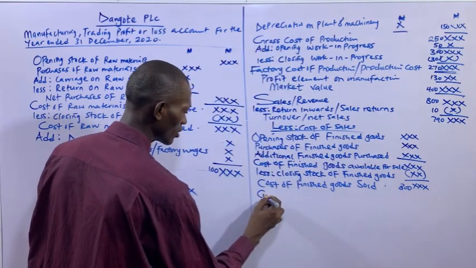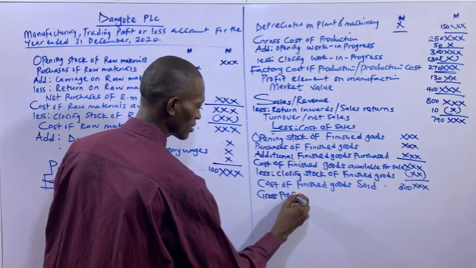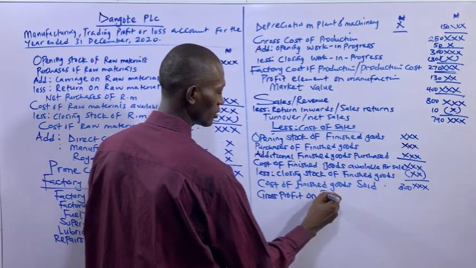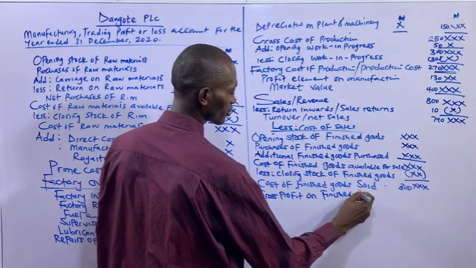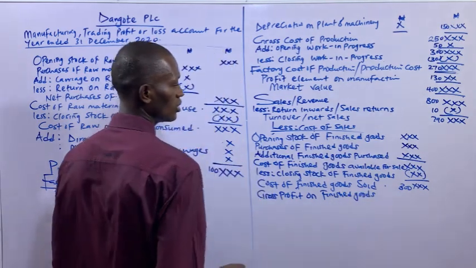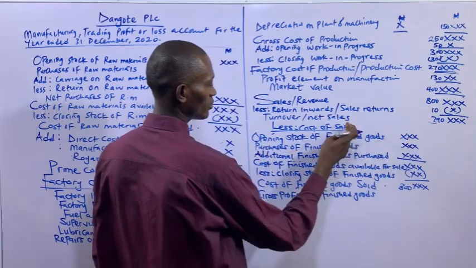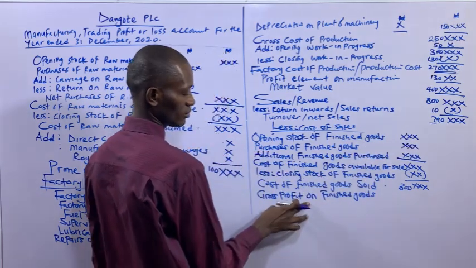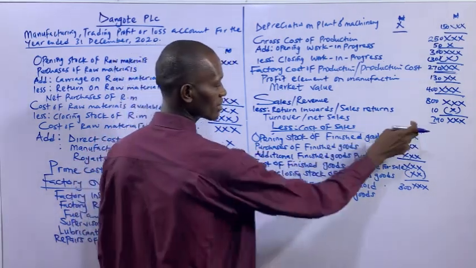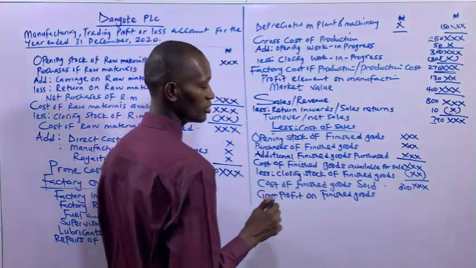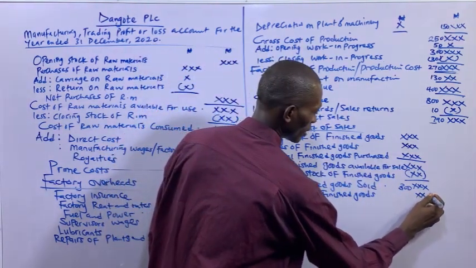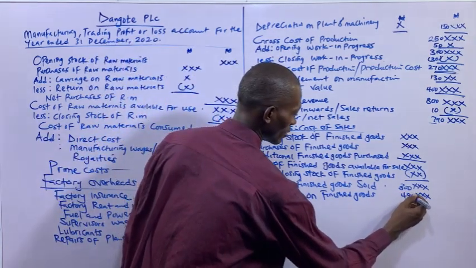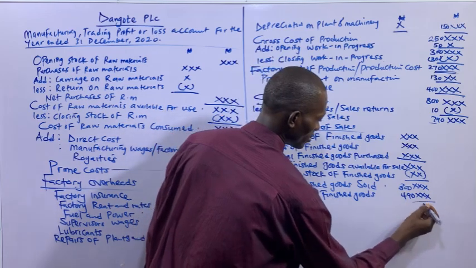Then we want to get our gross profit. So how do you get your gross profit on finished goods? Your turnover, we have adjusted our sales, minus cost of finished goods sold. That's 790 minus 300. That gives us 490.